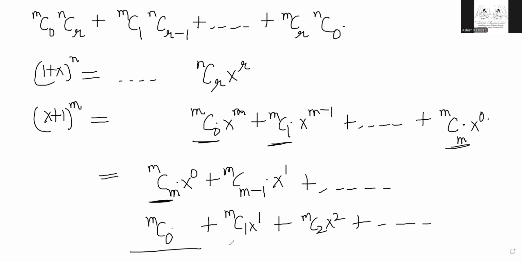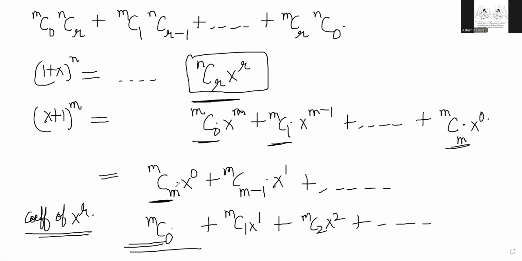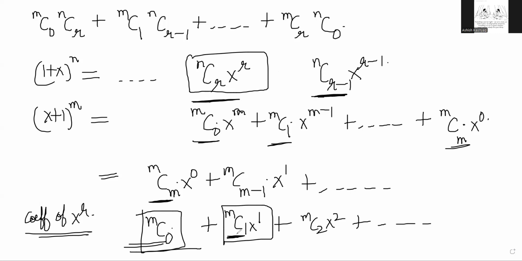And now you multiply the two series, mC0 times this is going to give you the coefficient of x power r. The first term would be this term multiplied by this term. The second term would be nCr minus 1 x power r minus 1 multiplied by this term, right? So nCr minus 1 multiplied by mC1. Finally, the product of the two series is (1 plus x) power m plus n, and the coefficient of x power r there is m plus nCr. So the answer of this summation is simply m plus nCr.